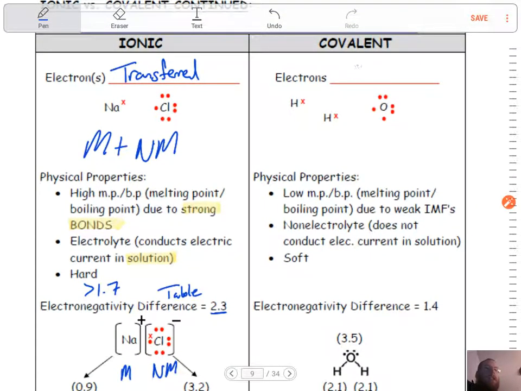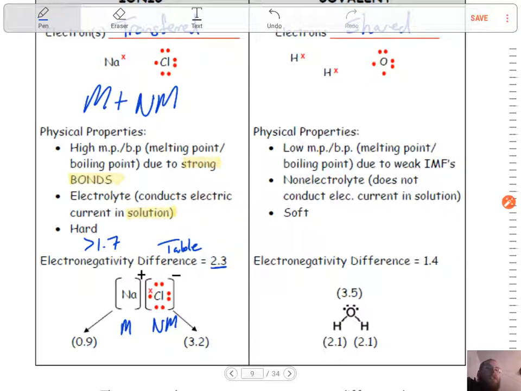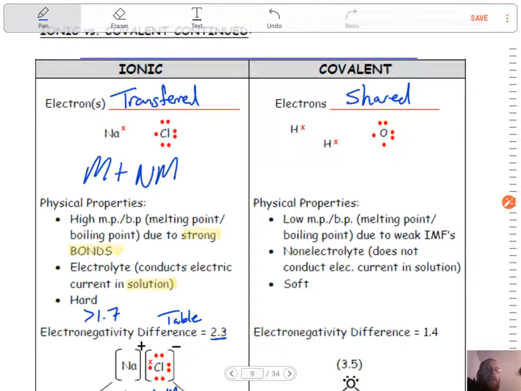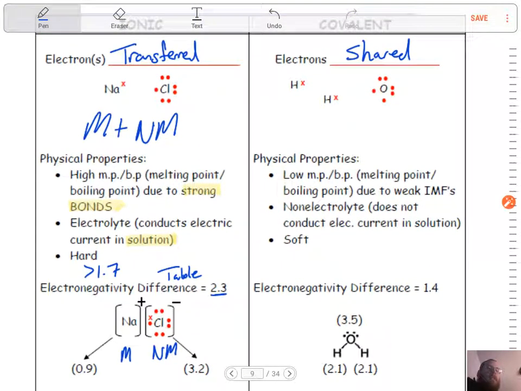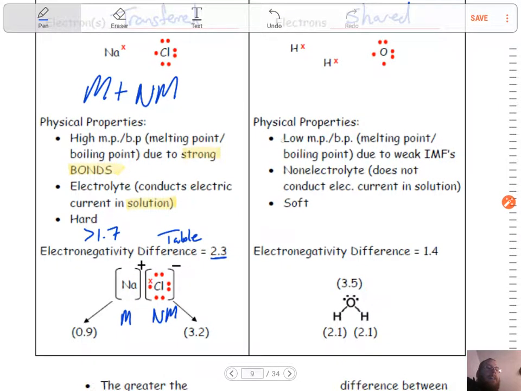This again is where electrons are shared, okay, they are shared. So when we get into drawing, we'll talk about how we show that, but physical properties are going to be different because it's shared. These are going to be weaker than ionic because of that sharing. So you've got physical properties kind of the opposite of ionic. You've got a low melting or boiling point because they have weak intermolecular forces. We'll talk about that in a later video.